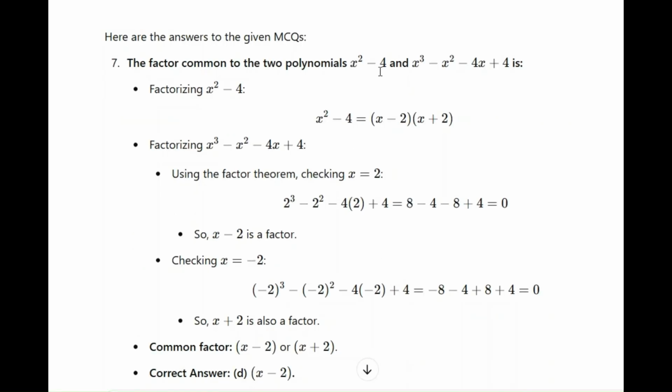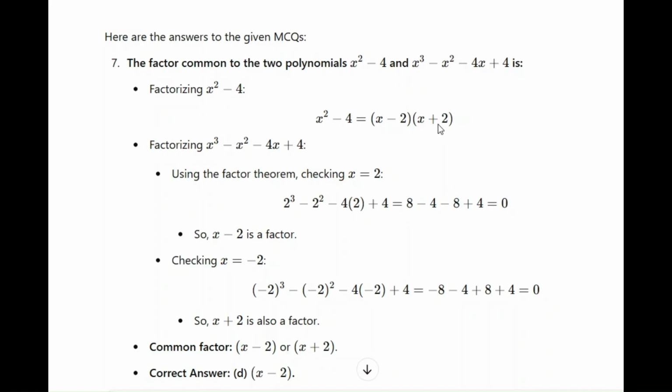X square minus 4 means x minus 2 into x plus 2. Put now x minus 2 into x plus 2. x minus 2 equal to 0 means value of x is 2. Putting the value of x as 2 in this equation, the solution is 0. So x minus 2 is a factor.